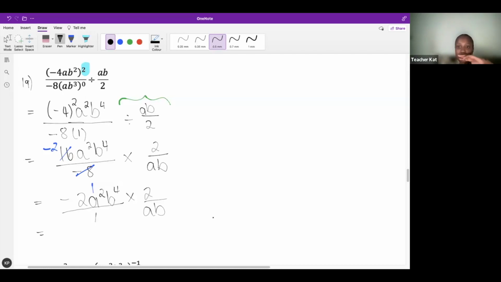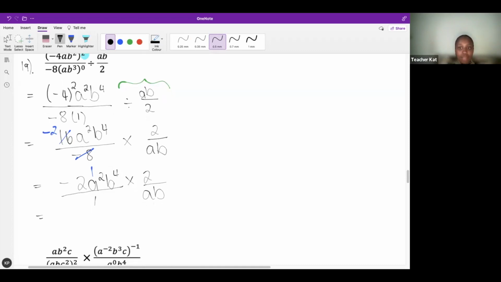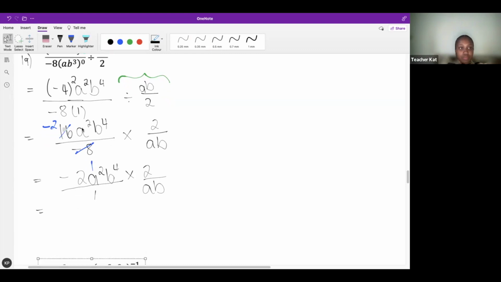What's -2 times 2? Let's make some space over here. It is -4 a squared b to the power of 4 over, what is 1 times ab? It's just ab. Okay, can we still simplify here?